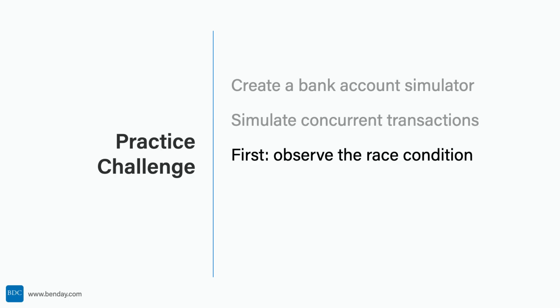Print the final balance. It won't be 1,000 anymore. Run it multiple times and watch the balance change randomly. This is the race condition in action.